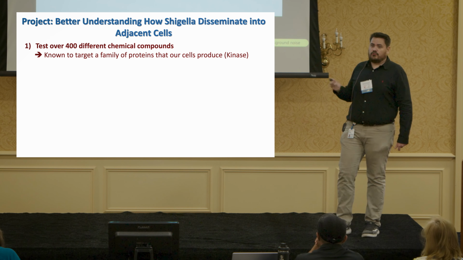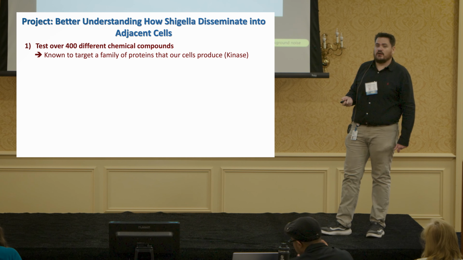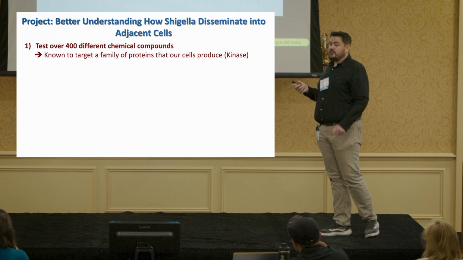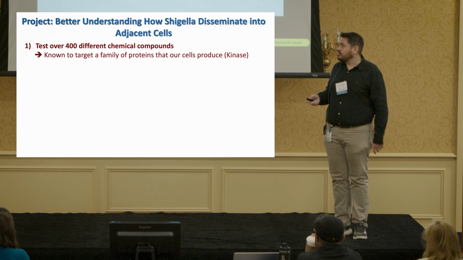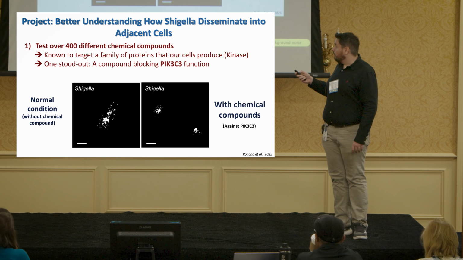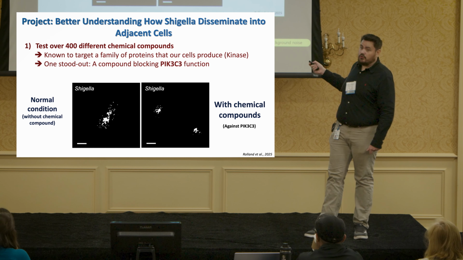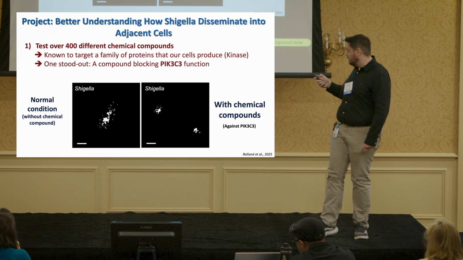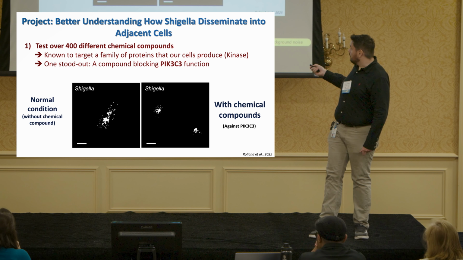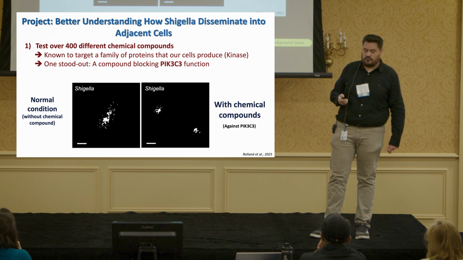So I used that for the first step of my project, which consisted of testing over 400 different chemical compounds. We know that these compounds target specific proteins that our body is producing. And one of them was really interesting for us. It's a compound that blocks the function of one protein called PIK3D3. And as you can see here on the right, when we use the chemical compound, the area generated by Shigella is smaller compared to a normal condition.